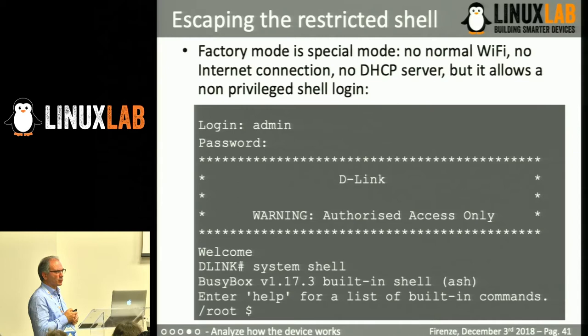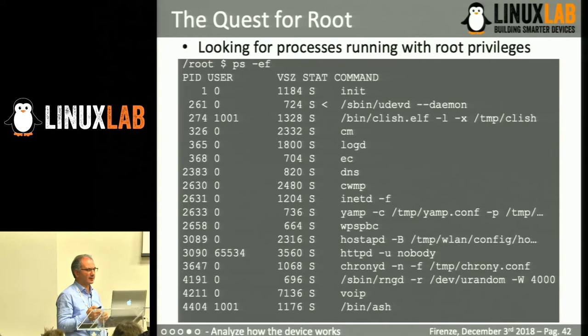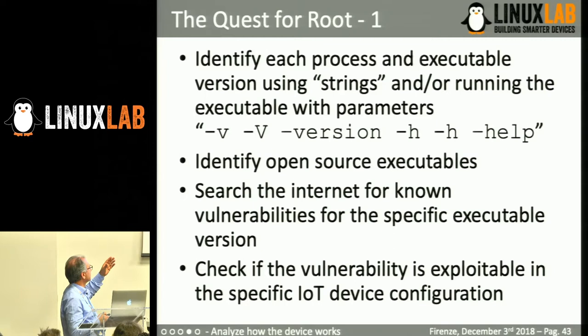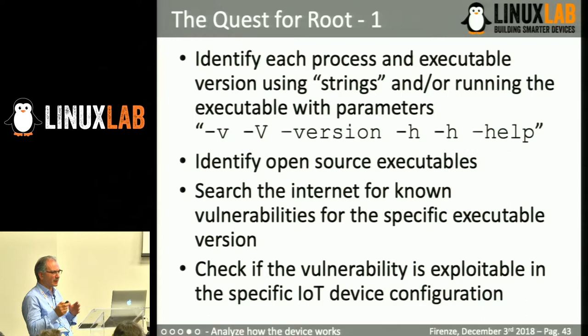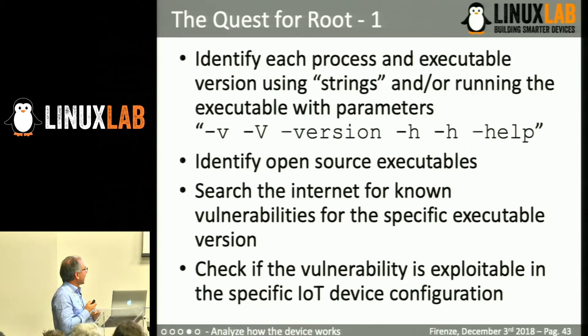The first thing I did was to look at all the processes running as root on the system, trying to identify each process using strings to look at the strings inside the process, and also maybe executing the process in the emulation environment using the -v and -h options to understand what kind of software it is. Then you can identify open source executables and search on the internet for known vulnerabilities. And you also have to check that these vulnerabilities are exploitable in the specific IoT device configuration, because often you find vulnerabilities that are exploitable only under certain configurations.